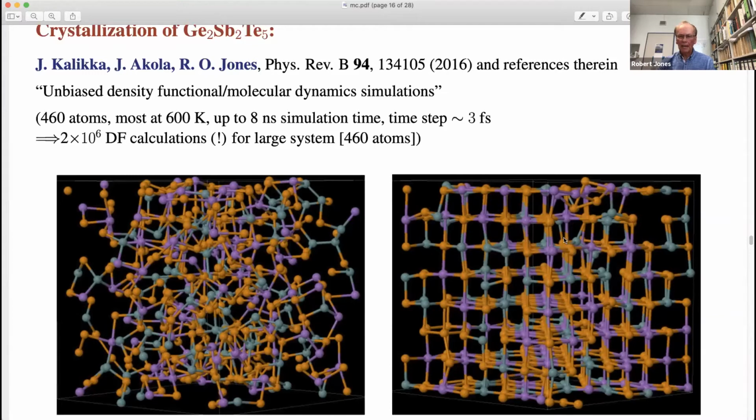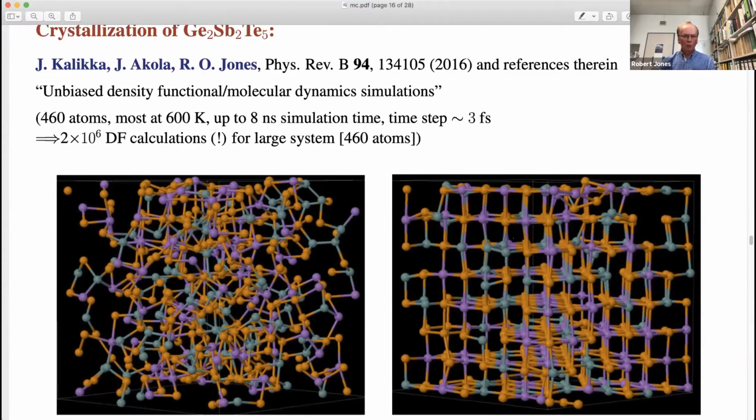perfect lattice of tellurium atoms, these are the orange, and growing order of the others. You see here something which looks as though it's got cubic symmetry, and of course we have vacancies in it.